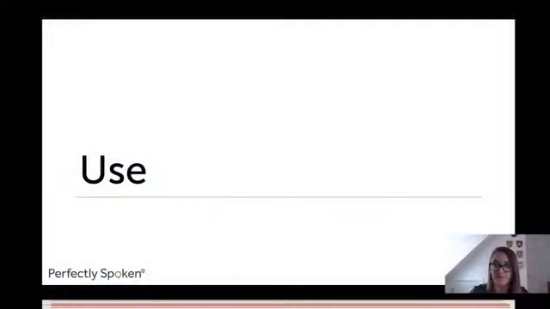Okay, so that's how we form the present perfect tense. But the key question is, how do we use it? When do we use it? And why do we need this tense in British English? So we're going to look at the use.